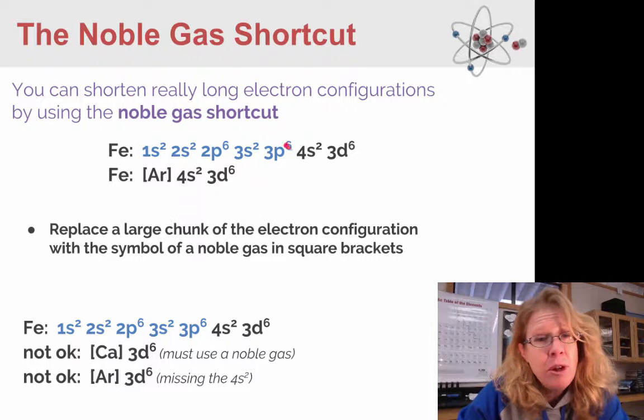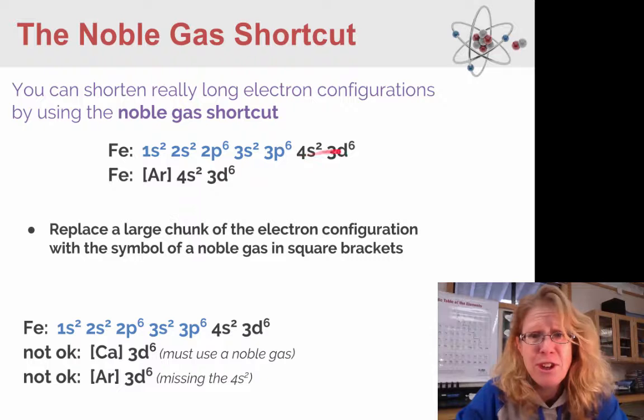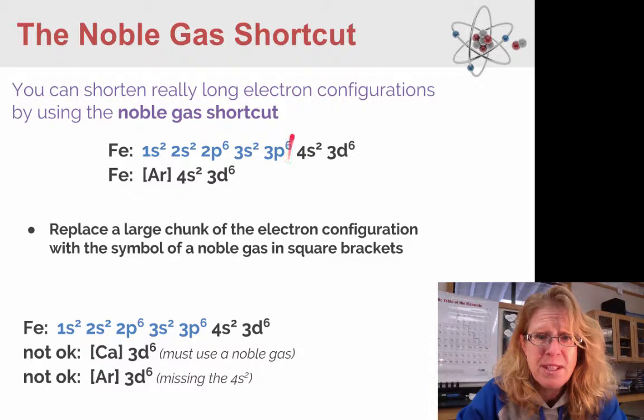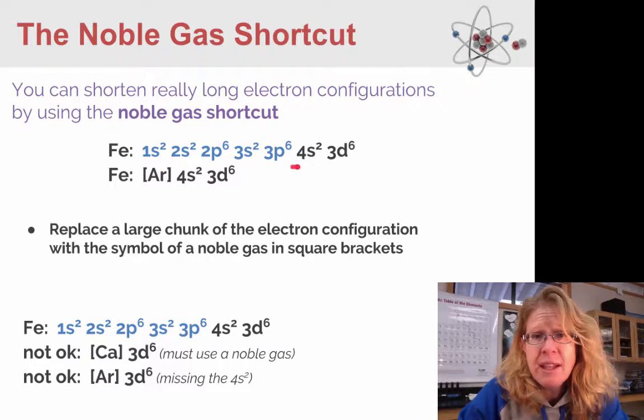So noble gases always end in a p6, and so that's another way to figure out if you've got your electron configuration: trace backwards to wherever the p6 is, and we can replace all of that. When we do this, we always use a noble gas, and we always put it in square brackets, and then we write the things that come after it.